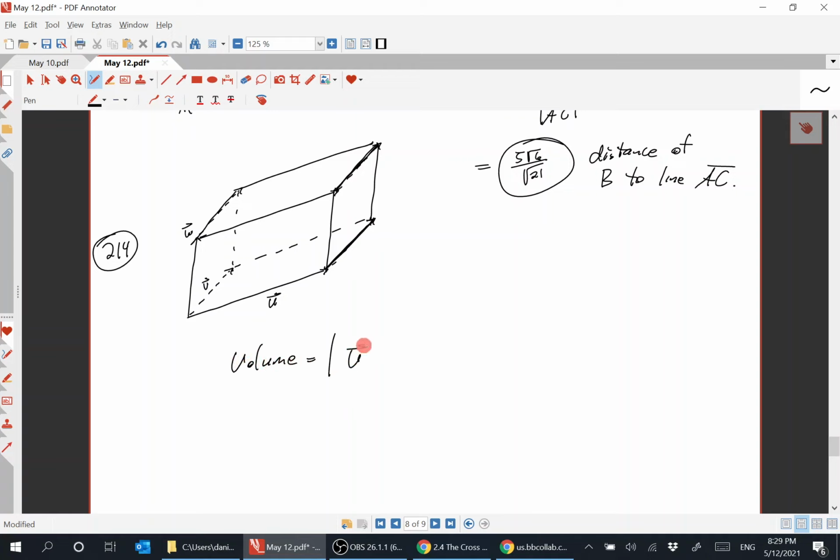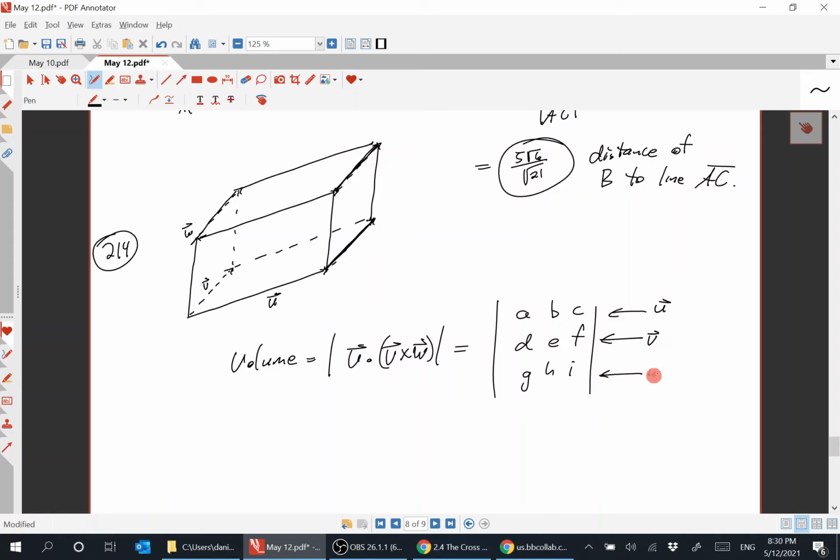is the absolute value of u dot v cross w. And you can do it in whatever order you like. You can do u dot v cross w, v dot u cross w, or w dot u cross v, whatever it is. When you go through the algebra of this, it turns out to be this 3 by 3 determinant, a, b, c, d, e, f, g, h, i, where this is the vector u, this is the vector v, and this is the vector w. It's the absolute value of such a thing, because it can turn out to be negative, depending on what order you do things in.